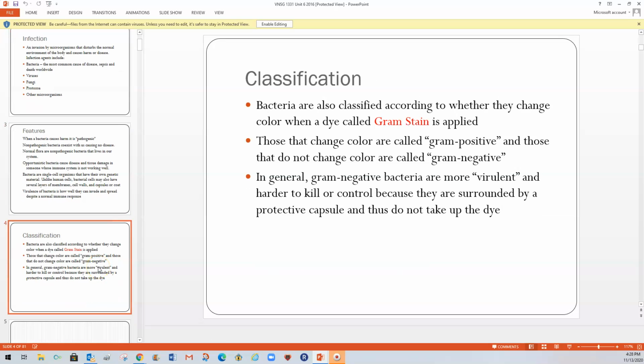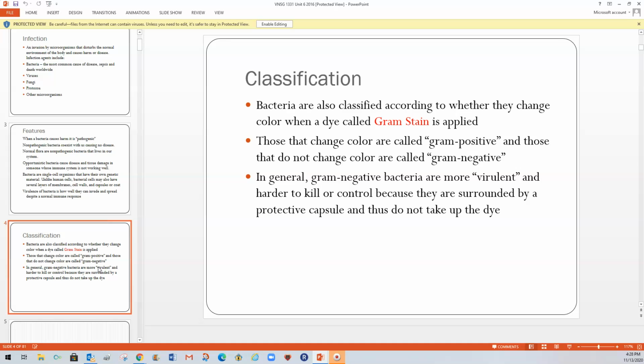Bacteria are classified according to whether they can change color when a dye is put on them. So a gram stain is applied, and those that change color are called gram positive. Those that do not change color are called gram negative. And that's how the doctor determines what type of bacteria it is.